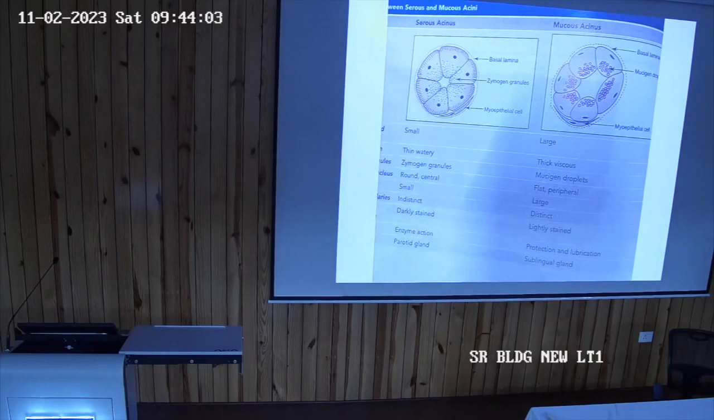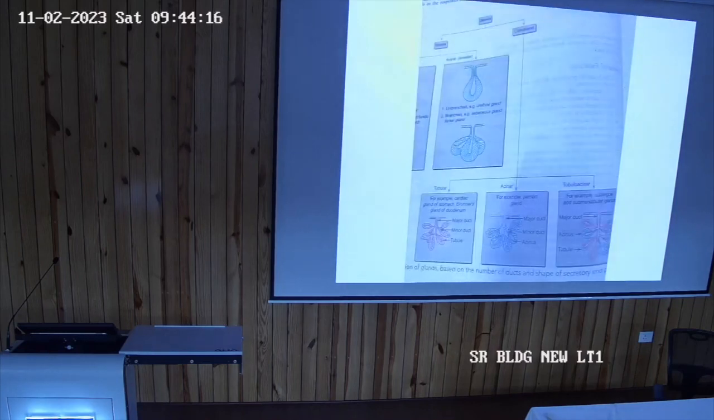This diagram is very important. You can understand what type of acini will be seen, what type of mucous acini, and what the myoepithelial cells are. And these are the different types of ducts.